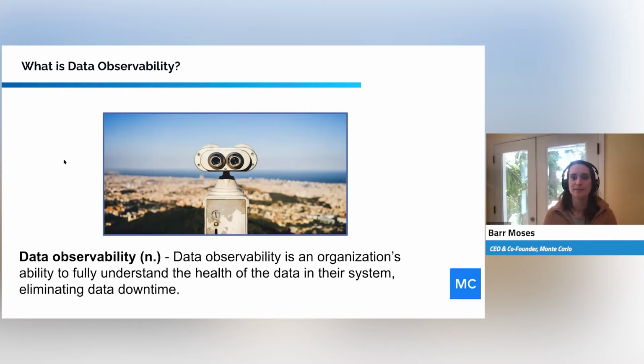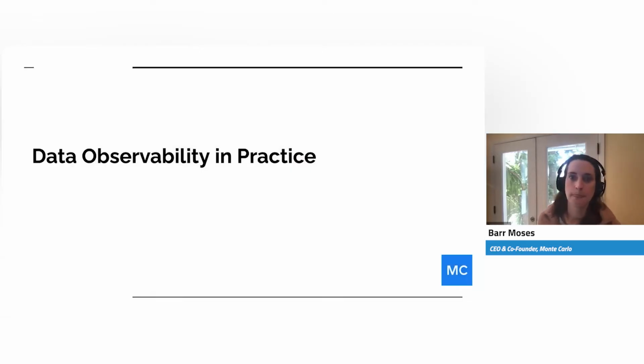So what does data observability look like in practice? How can you actually follow in the footsteps of our engineering friends and apply observability to your own data pipelines? In the next few slides, I'm going to outline a few best practices for this that you can take away from this presentation and apply to your own systems.